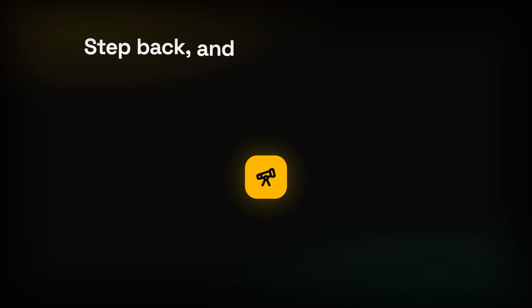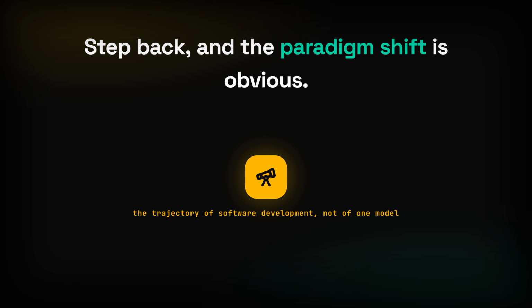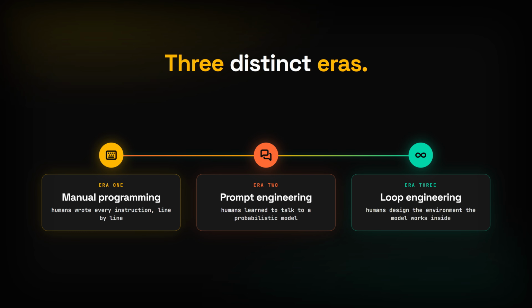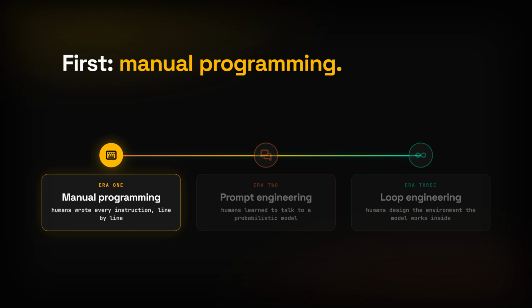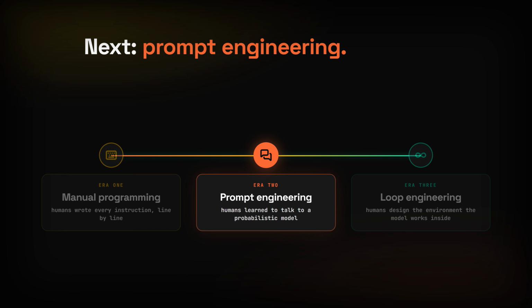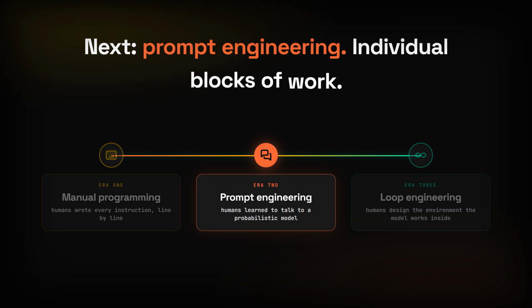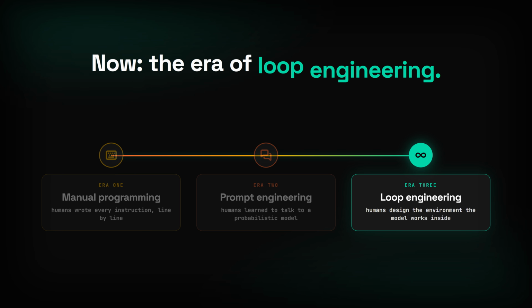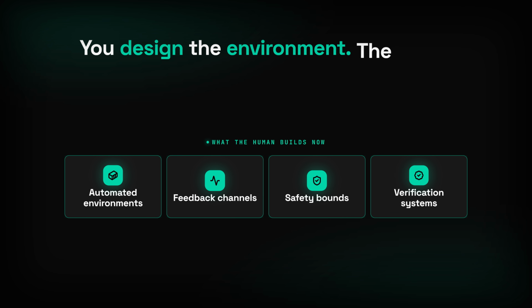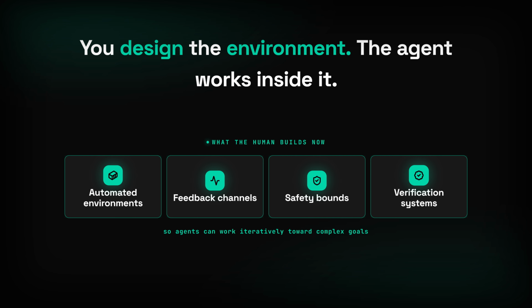As we step back and look at the broader trajectory of software development, a clear paradigm shift becomes obvious. As highlighted in the timeline, software interaction has evolved through three distinct eras. First came manual programming, where humans wrote explicit instructions line by line. Next came prompt engineering, where humans learned how to talk to probabilistic AI models to generate individual blocks of work. Now, we have entered the era of loop engineering, where human developers design the automated environments, feedback channels, safety bounds, and verification systems that allow AI agents to work iteratively toward complex goals.